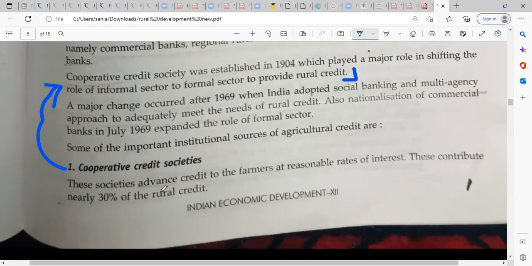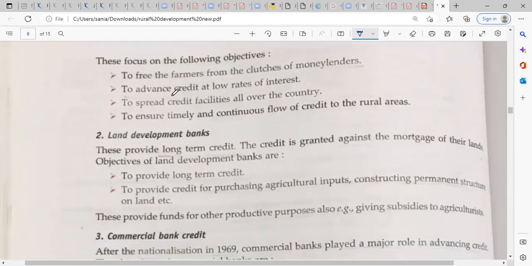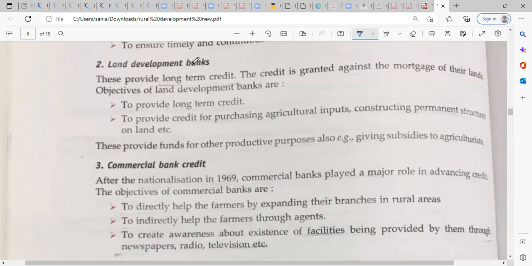And these societies advance credit to farmers at reasonable rates of interest. So you will write this. And these are basically the objectives. Then land development banks. These provide long-term credit. The credit is granted against the mortgage of their lands, so on your lands they will be providing you the credit.